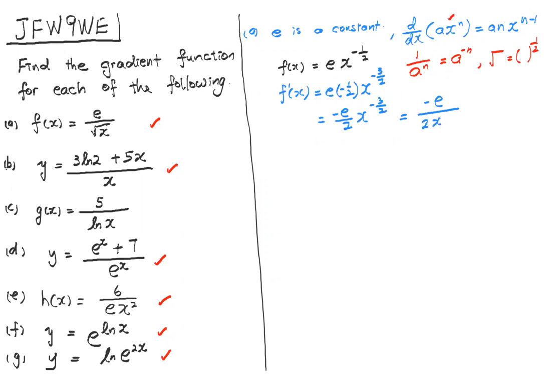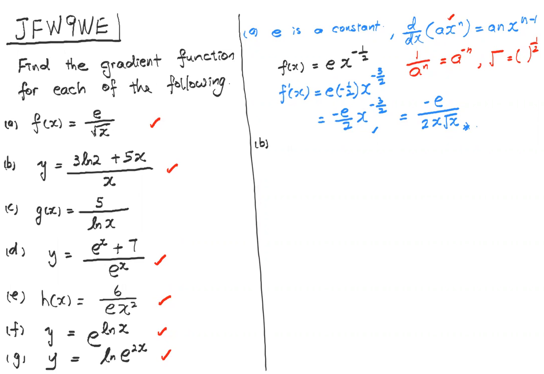But that doesn't mean you will get extra mark. You get me? That doesn't mean you will get extra mark. Much better means your presentation is better. Power 3 over 2 means x times root x. You also can leave your answer like that. Nothing wrong. Okay. The next one, B.